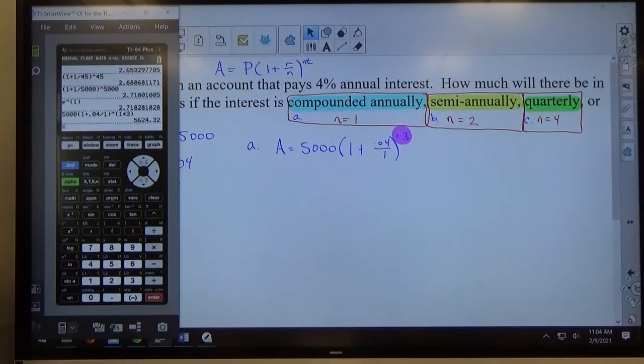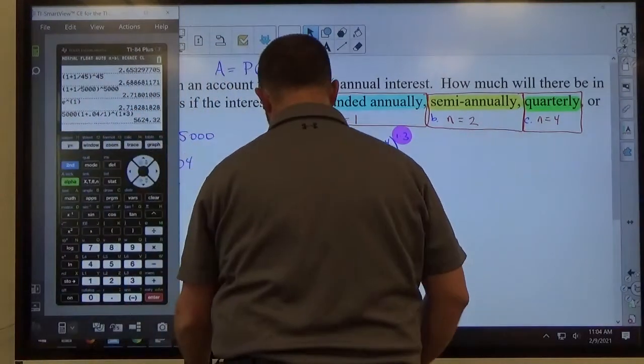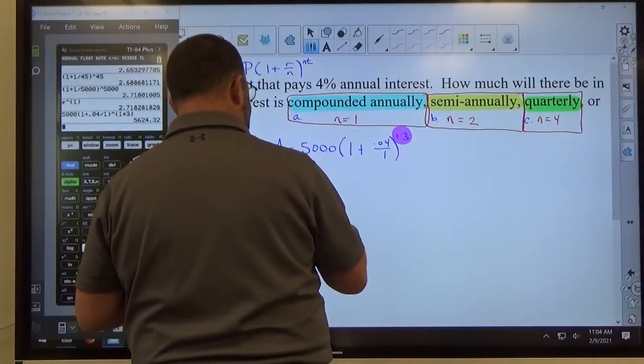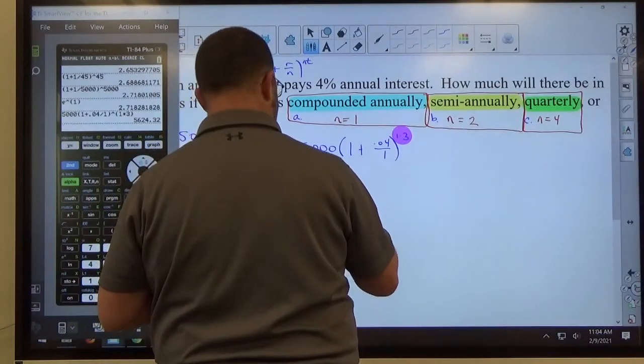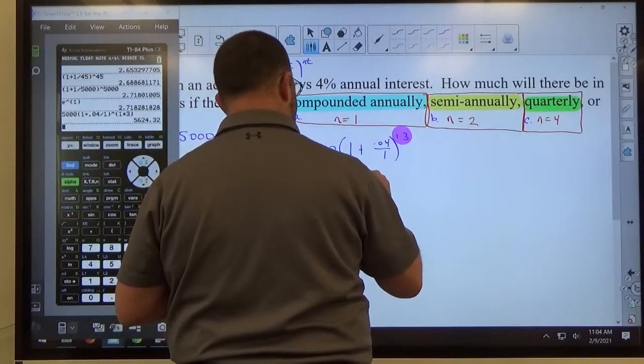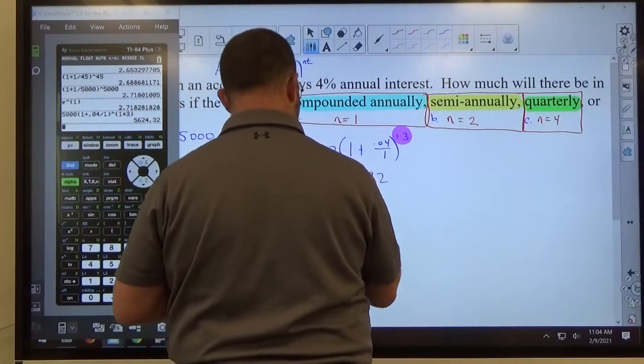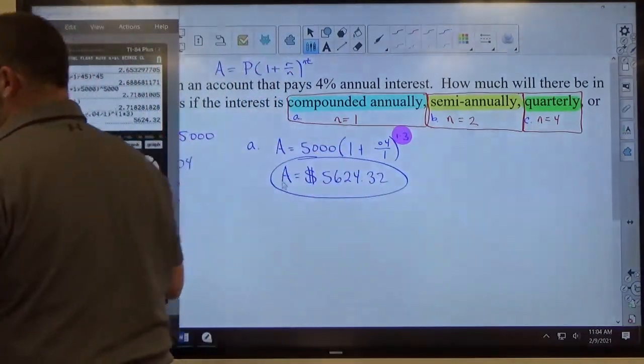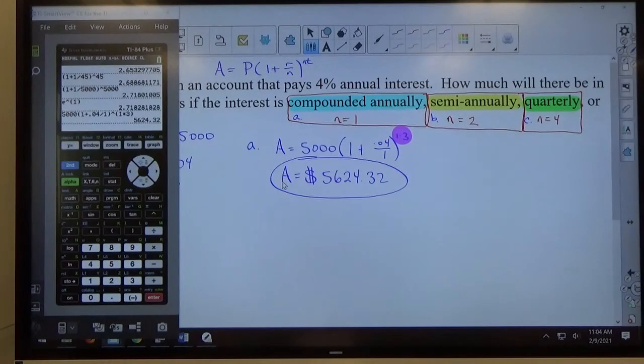Hit equals. After 3 years, we should expect to have $5,624.32. When we're dealing with money, rounding to the nearest cent makes sense. So, no pun intended, the final amount of money in our account is $5,624.32. Again, that's compounding it annually, once a year.